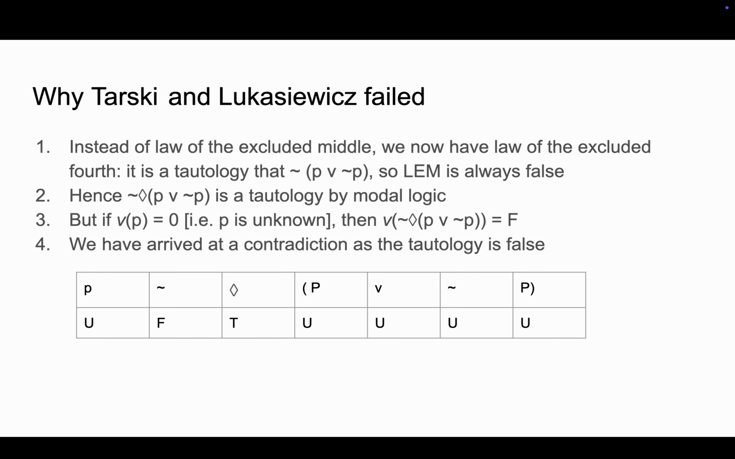Let us move on to the more salient issue of why Tarski and Lukasiewicz failed. Why is it that after their extensive effort in characterizing modal logic with three-valued logic, no one after them is using three-valued logic to define modal logic? Or why is it that this field has stopped and we in fact moved on to other methods at characterizing modal logic?